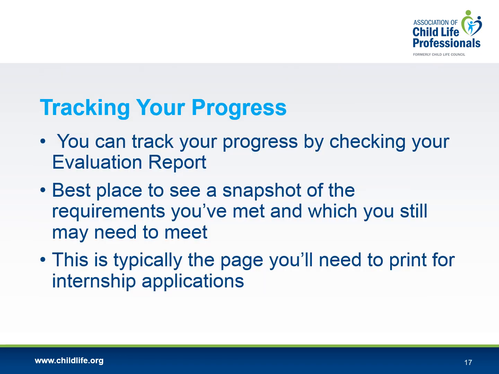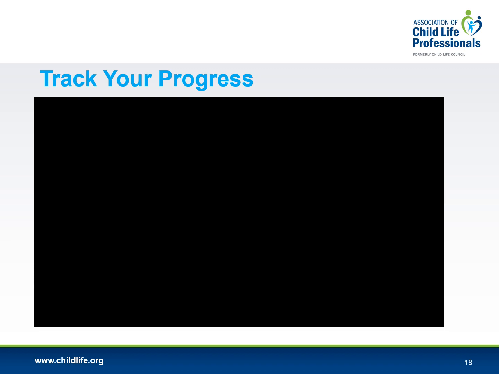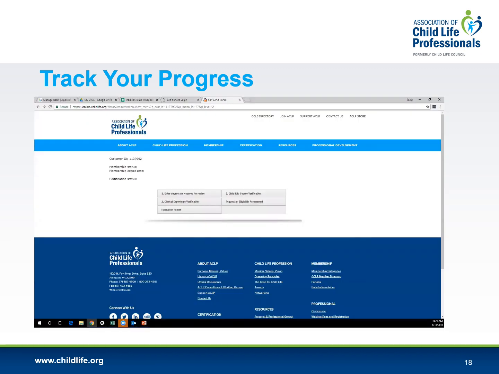So tracking your progress for certification. You can track your progress by checking your evaluation report. This is the best place where you can see a snapshot of the requirements you've met and which requirements you still need to meet. This is typically the page that you will also need to print for your internship applications. Let's take a look at how you access your evaluation report. From your certification portal, you'll click on this last button on the bottom left, Evaluation Report.